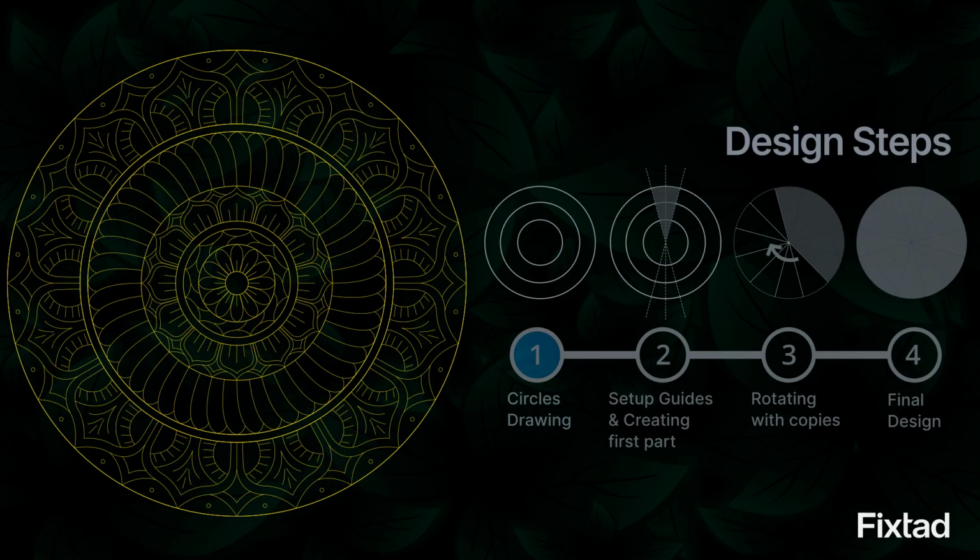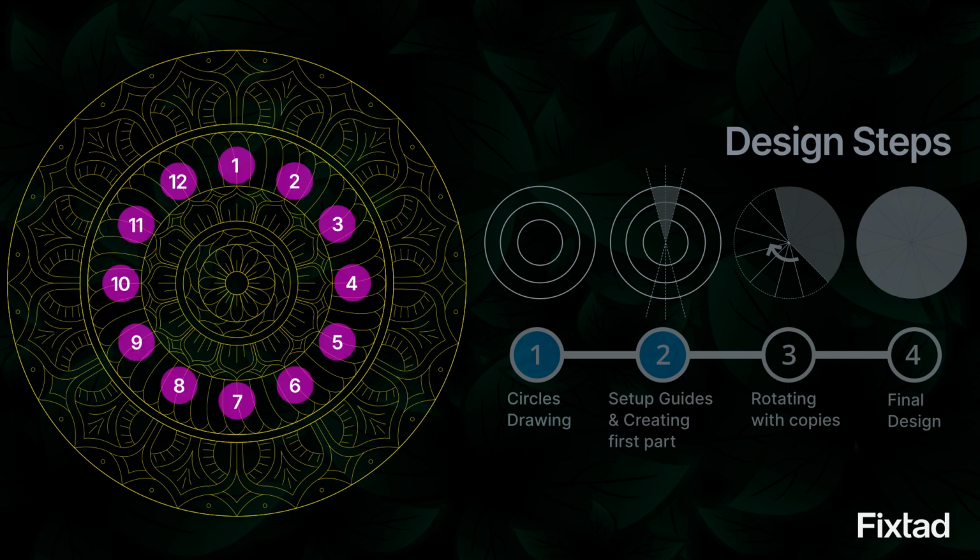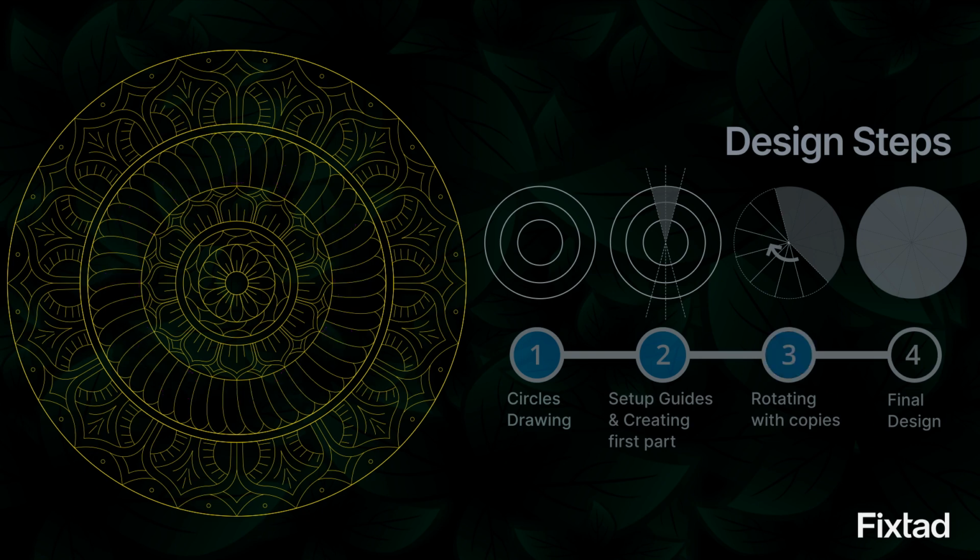First, we can draw circles as needed. Then create guides for the first part of the design. You can see, this design is made of 12 parts. After the first part is created, we can complete other parts. In third step, we complete the design by rotating the copies of the first part. Final step. Here we change the design color to gold color.